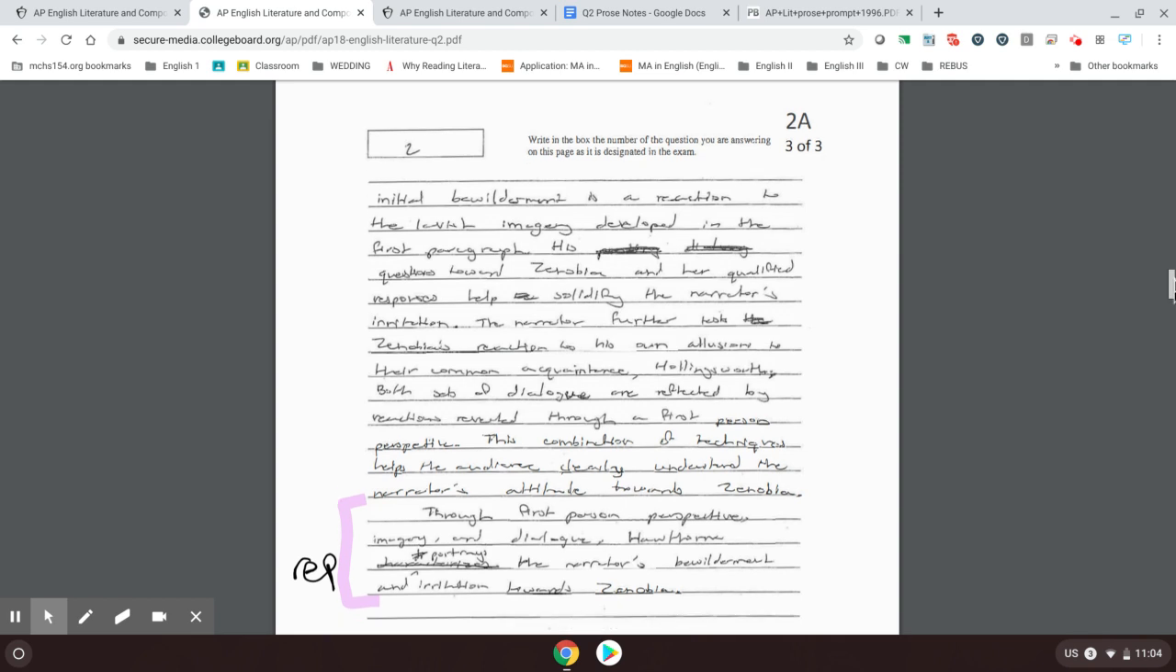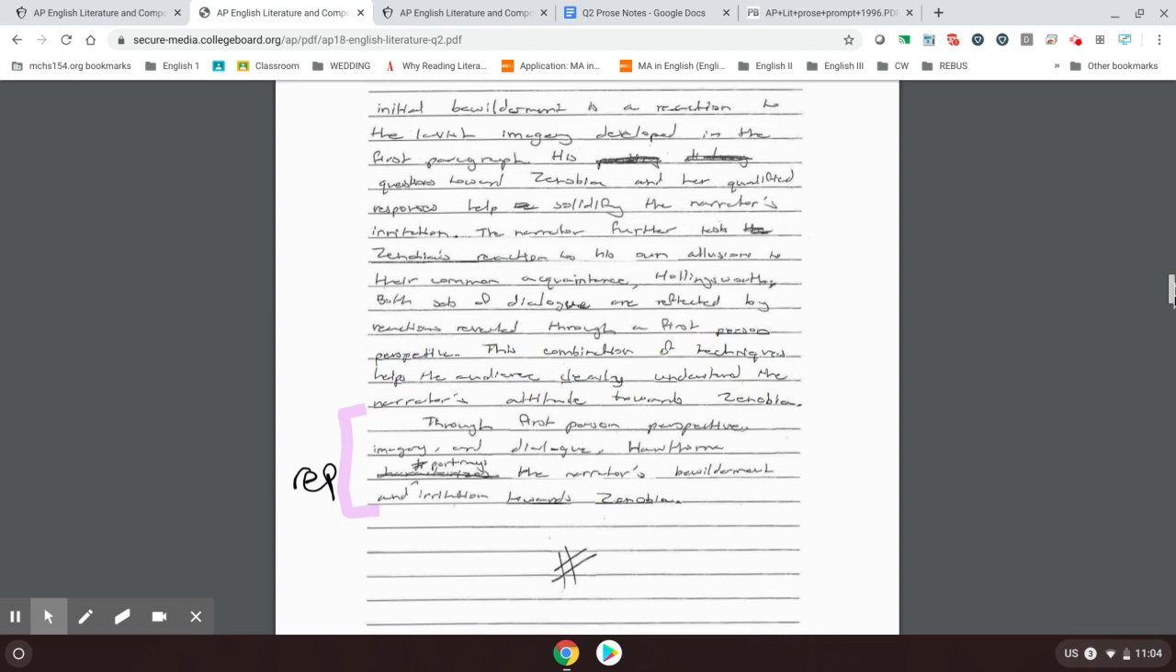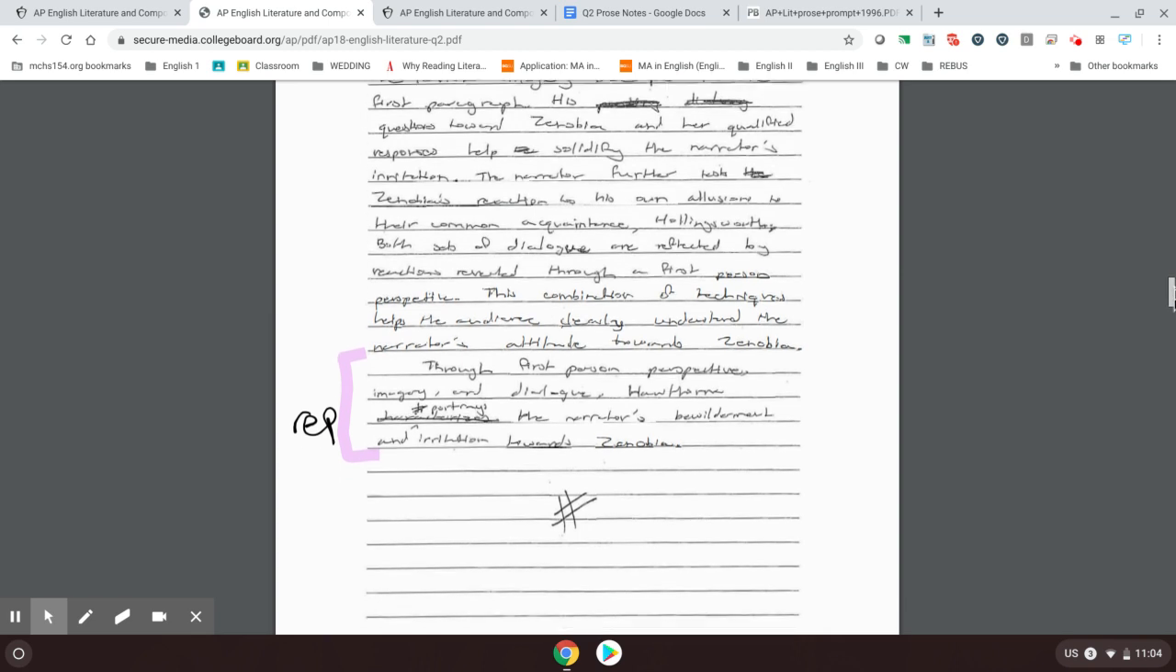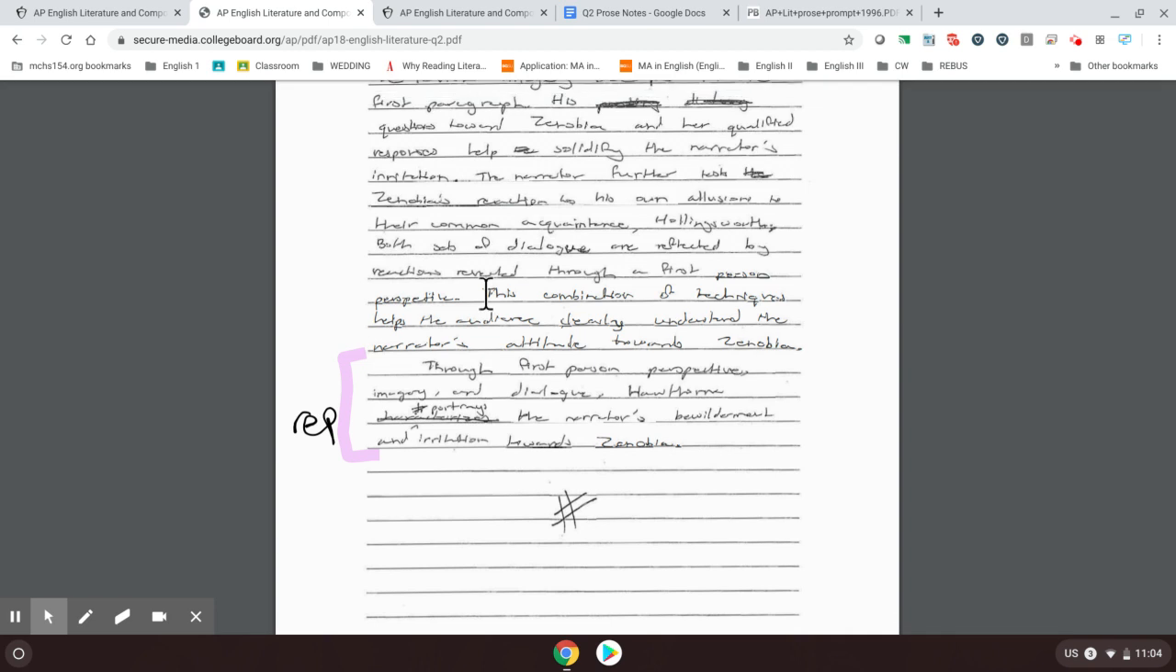Now, with these, you don't necessarily need a conclusion. This would be an example of a conclusion that I think just repeats the thesis, and so I would scratch it. I think it ultimately hurts it having this in here rather than just ending it beforehand. Because you can see if we just jump up to the second to last sentence in the entire essay, this person includes the combination of techniques helps the audience clearly understand the narrator's attitude towards Zenobia. So kind of vague, but that could wrap up the essay.